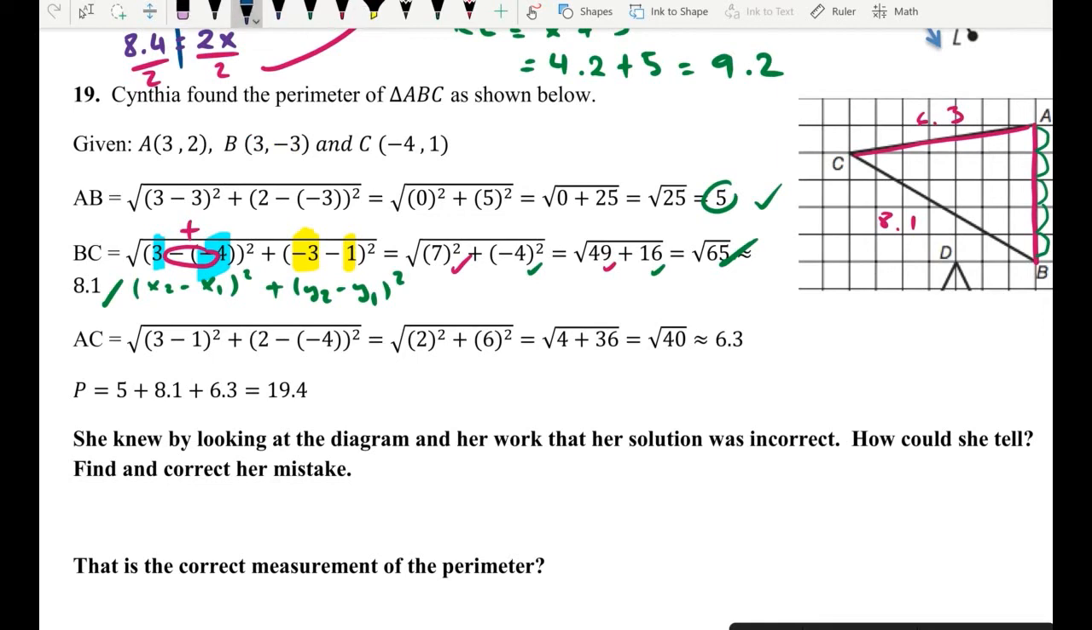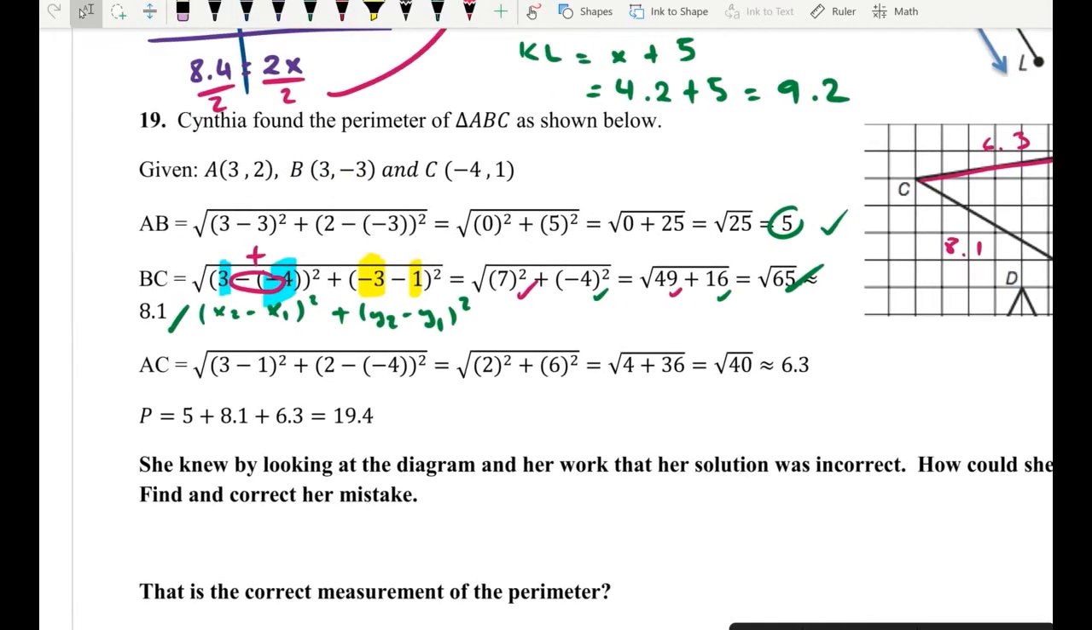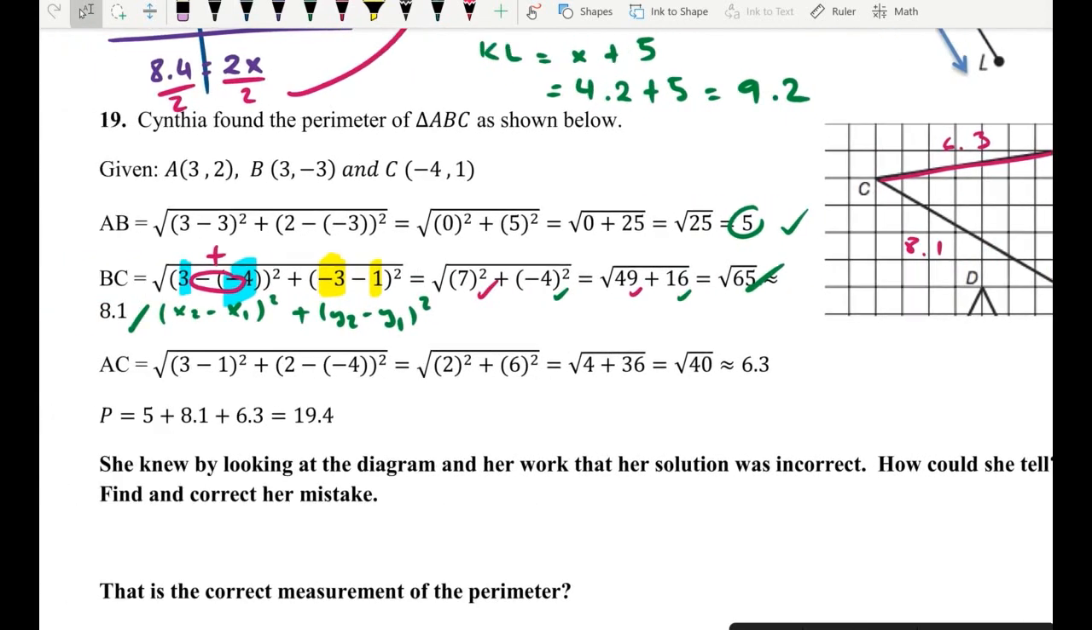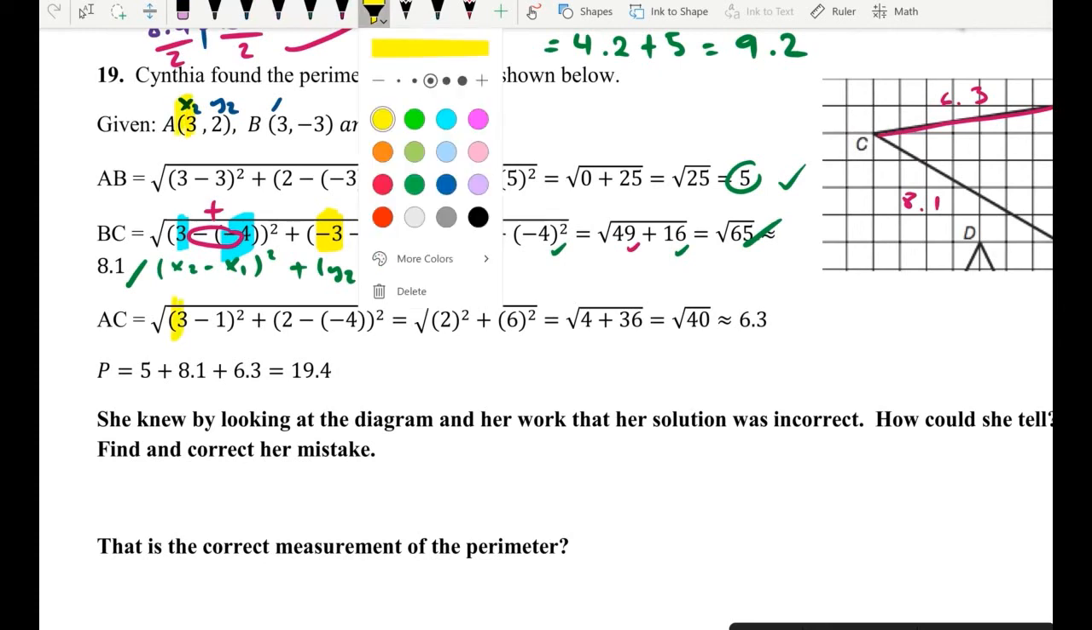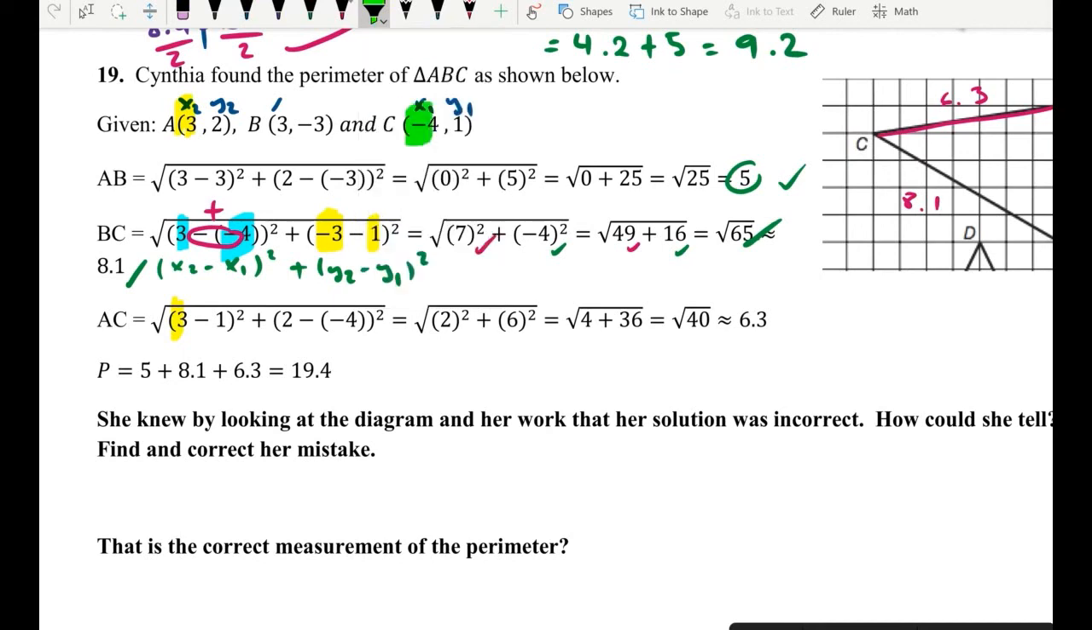She named A as the second point: (x2, y2), and C as (x1, y1). So x2 minus x1: x2 is 3 minus x1. We see the problem now. The x1 is -4 and she put in -1. So that's the reason why AC is the wrong answer.